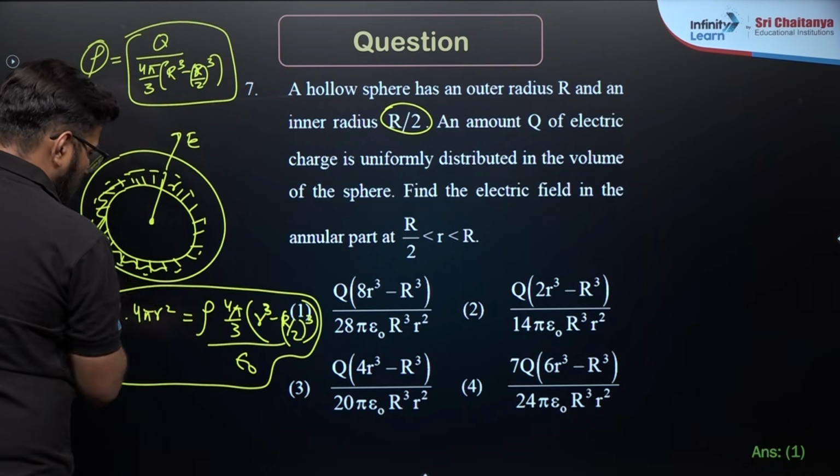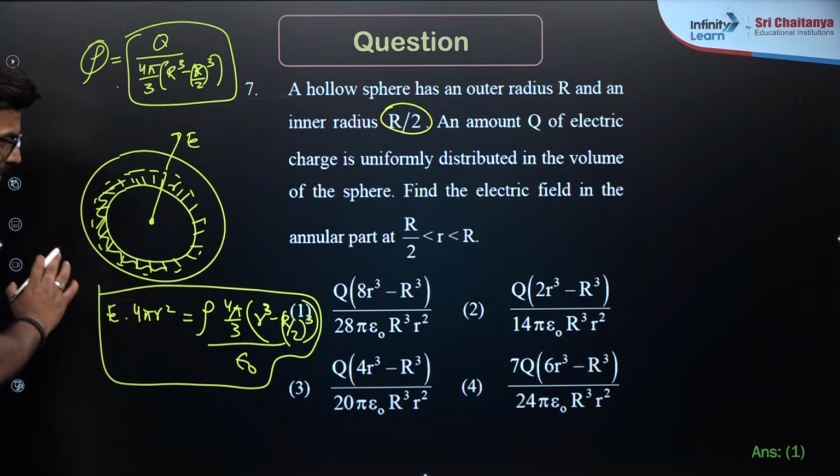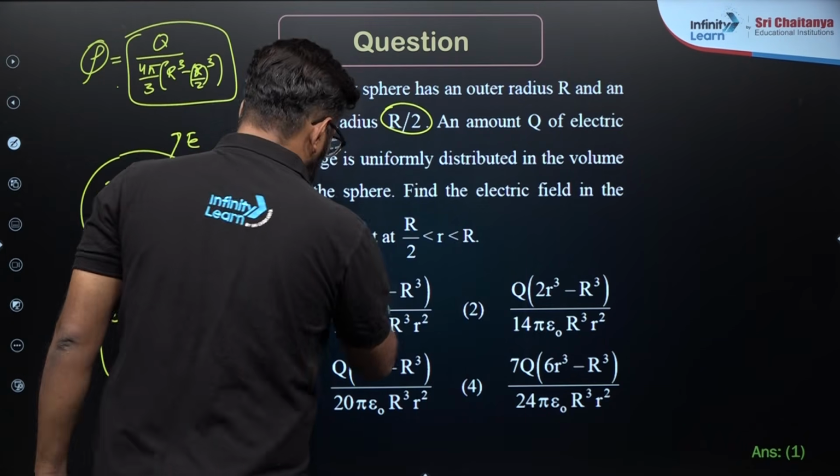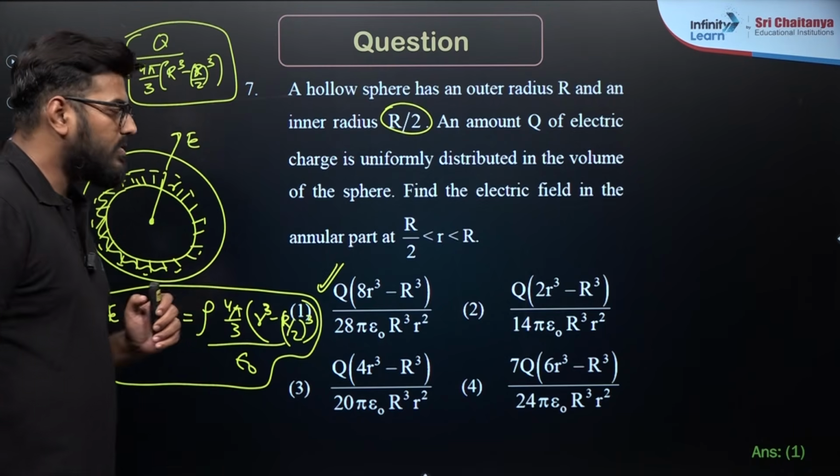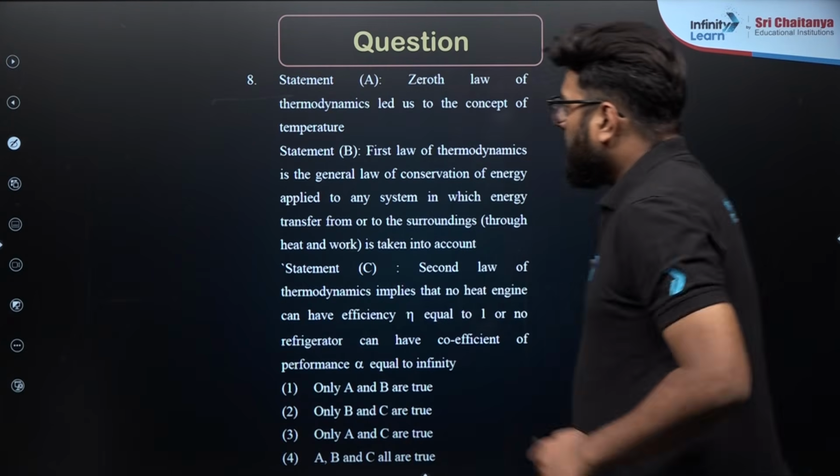I hope I have given you the approach. Now just keep the value of rho, you will get the relevant electric field over here. Option number 1 will be the right answer. Okay, so it's calculative undoubtedly, but it can be solved using Gauss law, right?